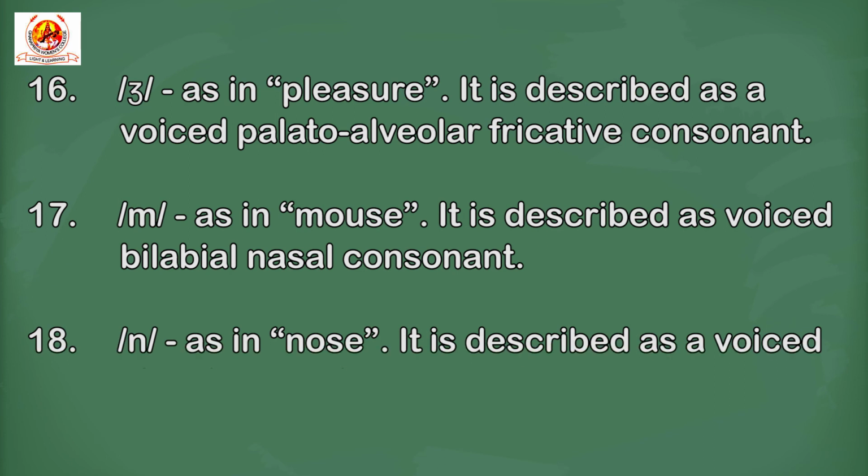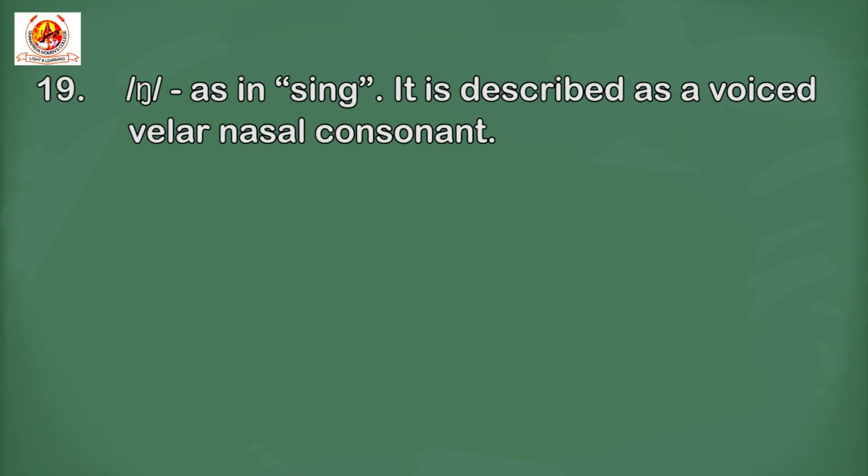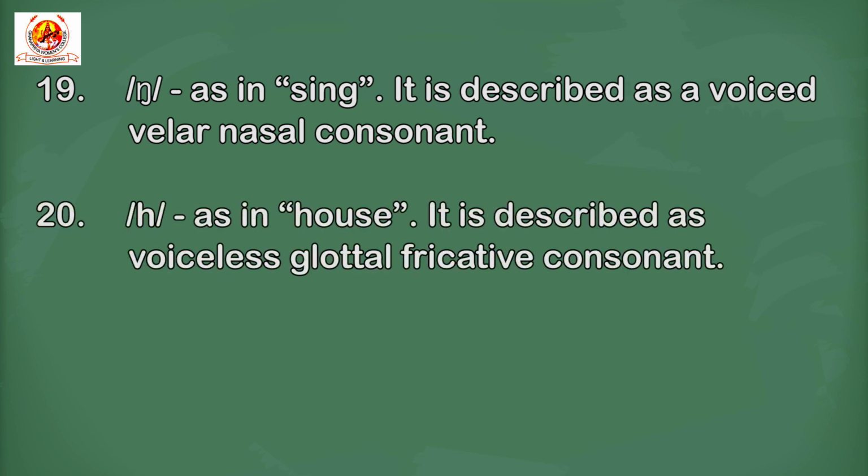The 18th is the N sound, as in nose. It is described as a voiced alveolar nasal consonant. The 19th consonant is the ng sound, as in sing. It is described as a voiced velar nasal sound. The 20th consonant is the H sound, as in house. It is described as a voiceless glottal fricative consonant.